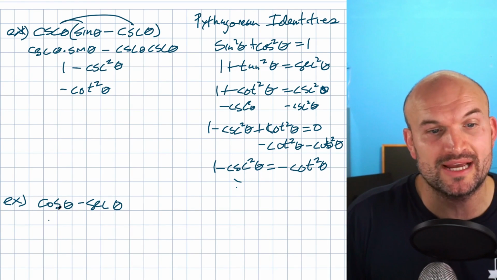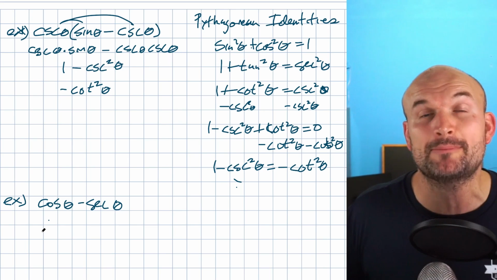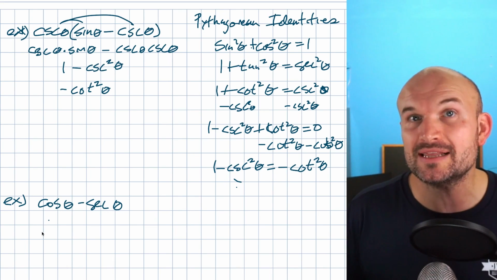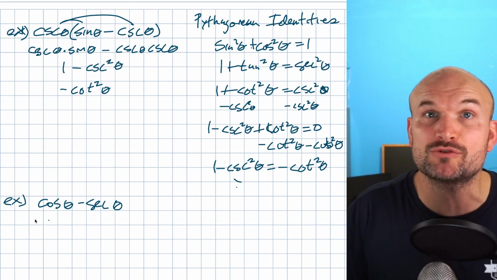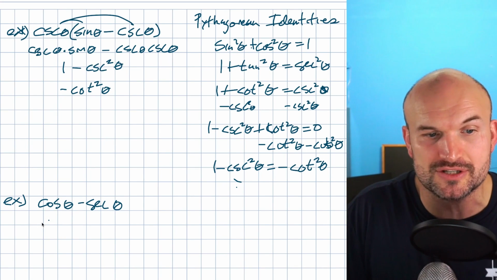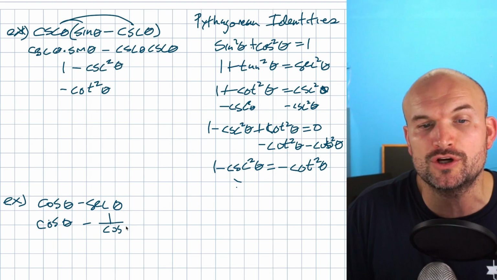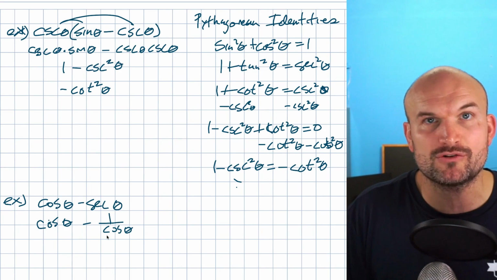All right, in this next example, we have cosine of theta minus secant of theta. And basically what we want to do is just try to apply the operation by subtracting these. Now, these are not like terms. So what we're going to want to do is actually rewrite these using our identities. Therefore, we can rewrite them as fractions. So if I rewrite secant as 1 over cosine of theta, that now creates a fraction.